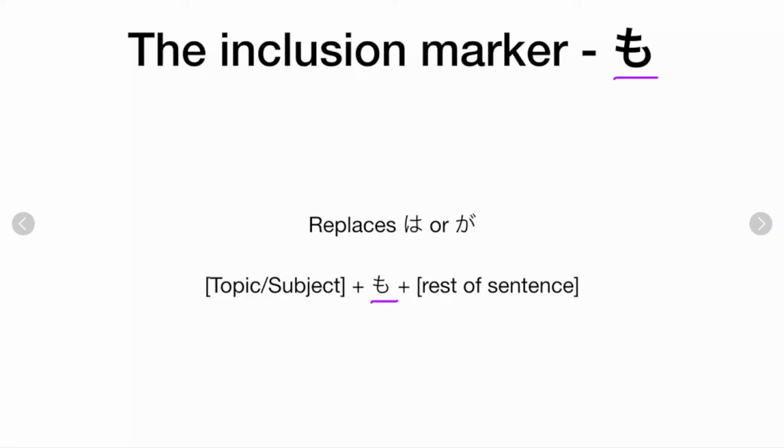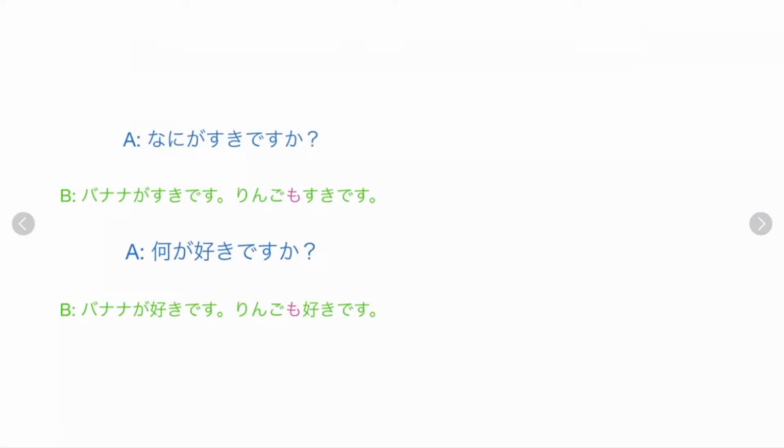So if you had a sentence like impitsu o kudasai, right? Boku wa impitsu o kudasai is, to me, could you please give me a pencil? Then you would replace the wa with mo to say boku mo impitsu kudasai, right? Give me also a pencil. Here's an example.